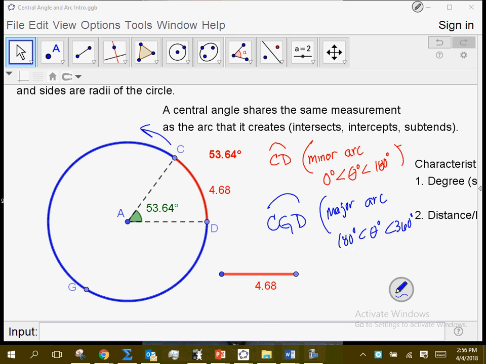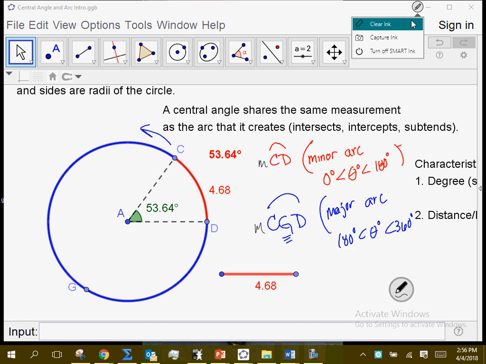Is that okay? So anytime they're talking about two endpoints, we're referring to a minor arc. Two endpoints and a directional point, it's talking about a major arc. If I ever want to talk about the measurements of an arc, we will add that little M that we do for angles out in front, and that will be the measurement of arc CD or the measurement of arc CGD. And that's the next thing we're going to talk about here.